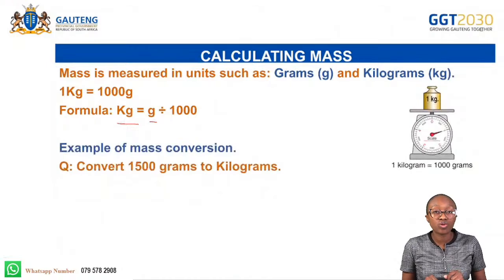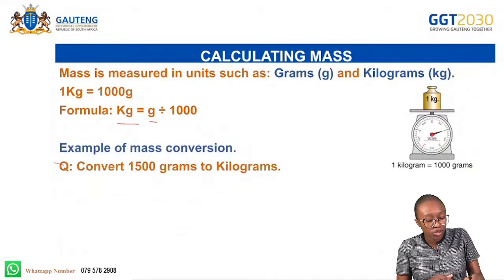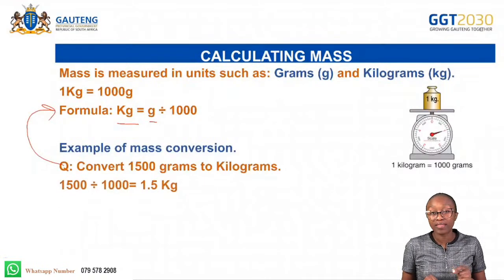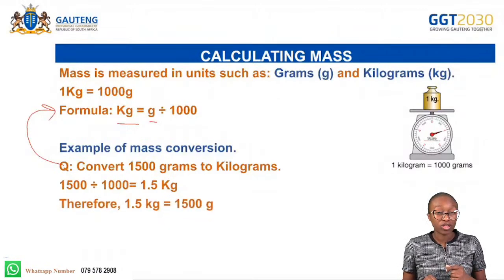So now let's do a quick example of a mass conversion. We need to convert 1,500 grams to kilograms. How do we do it? We're going to use this formula. We divide 1,500 grams by 1,000, and that will give us 1.5 kgs. So therefore, 1.5 kgs is equal to 1,500 grams.